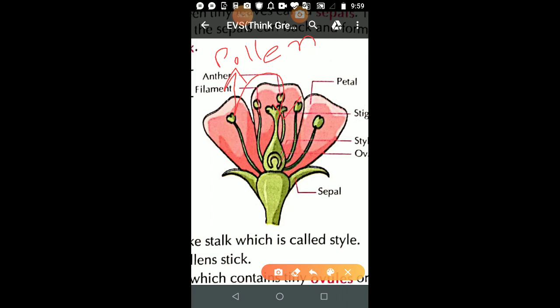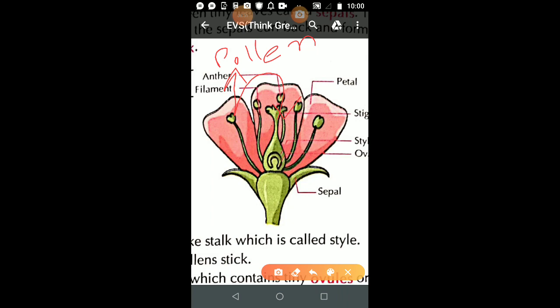Is it clear? And one more thing is that if pollen is transferred from the anther of one flower to the stigma of another flower born on the same plant, it is called self pollination.